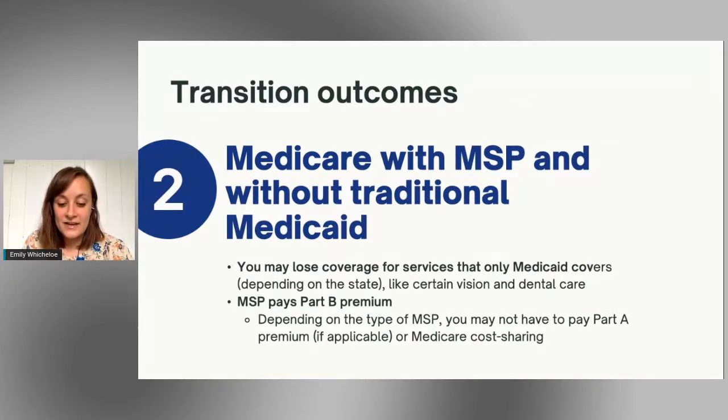A second transition outcome is you will have Medicare with a Medicare Savings Program and without traditional Medicaid. This will be the outcome if your income is above the Medicaid income limit in your state, but below the MSP income limit in your state. In this situation, you will not have Medicaid as your secondary insurance, and you may lose coverage for services that only Medicaid covers, depending on the state, like certain vision and dental care.